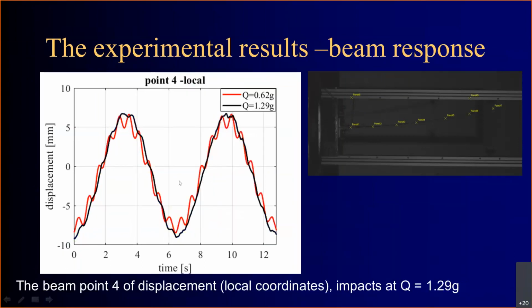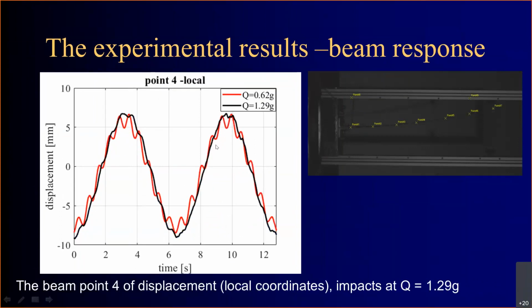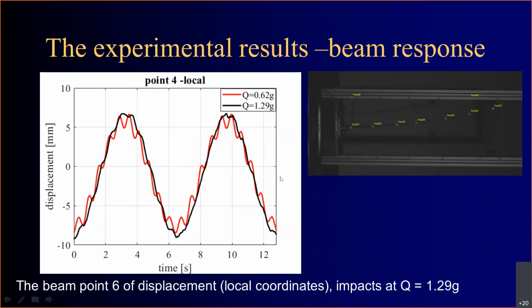Okay, and now we can see the same for point 4 and point 6. With the red line, there is no impacting, but the black line is with impacting. This is the middle point of the beam, but point 6 looks similar. If the impacting occurs, then there are not so many high harmonics visible in the vibration of this point 6 or even 4.